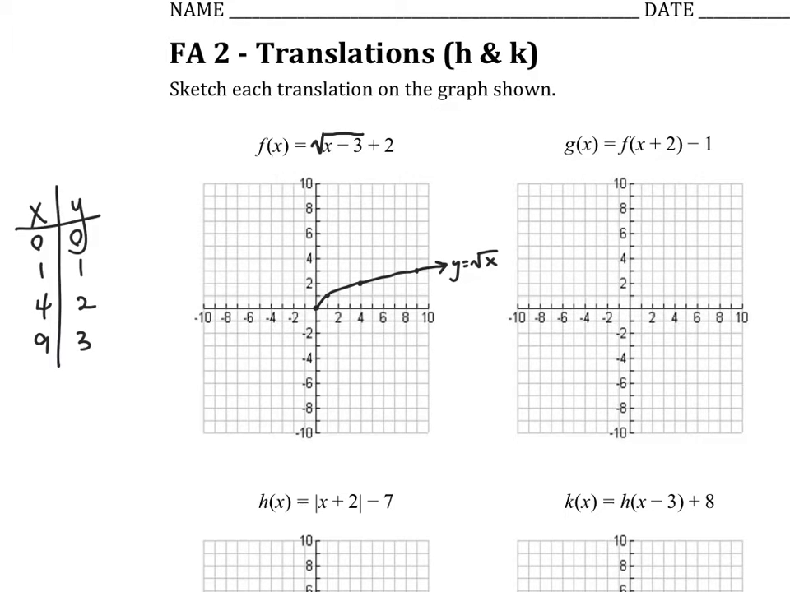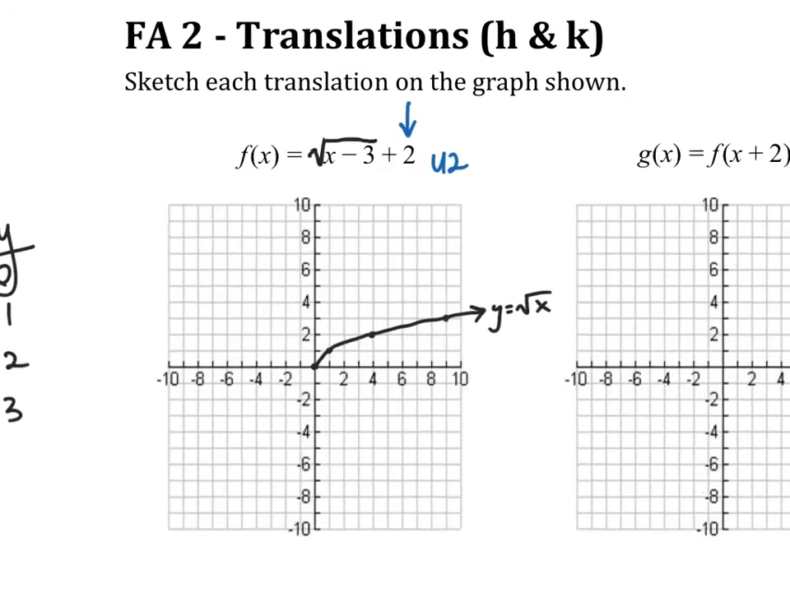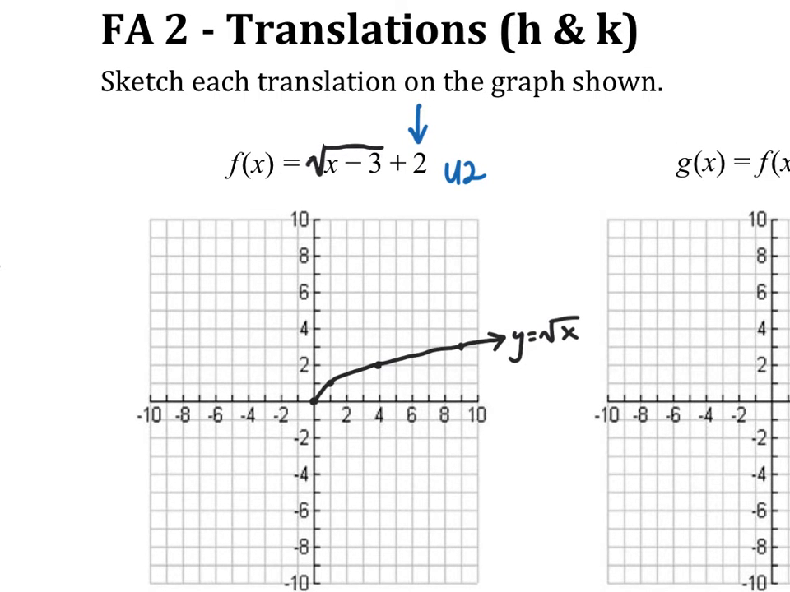Looking at this, I always start with my K. That's just me because I know my K is going to tell me exactly what is happening. K is on the outside. Because it's plus 2, I know I'm moving up 2. This H value, I know it's H because it's inside this entire quantity.